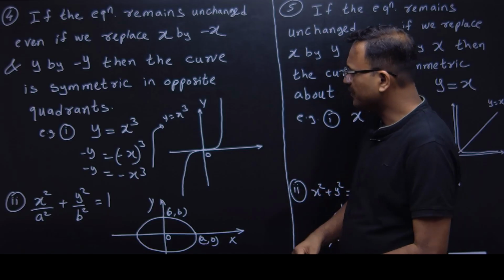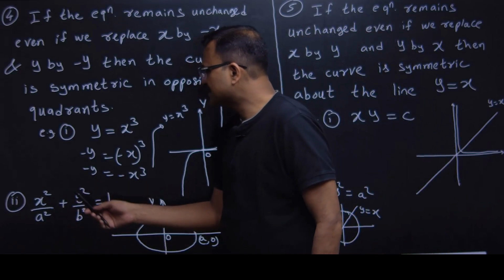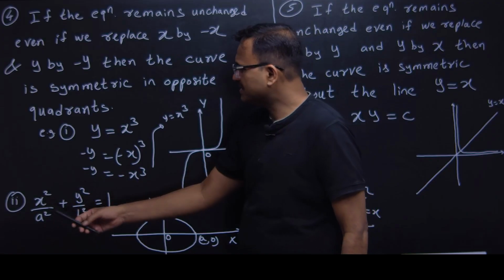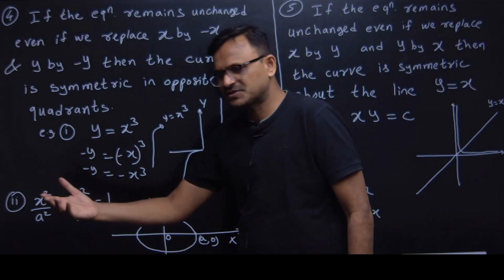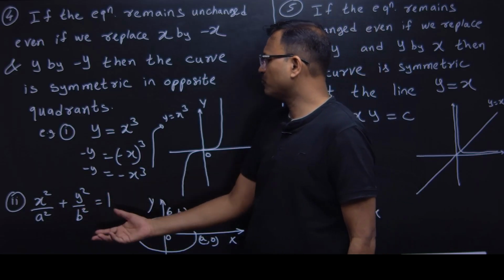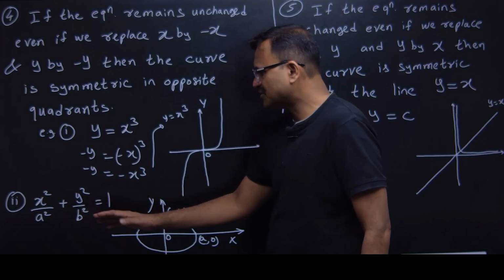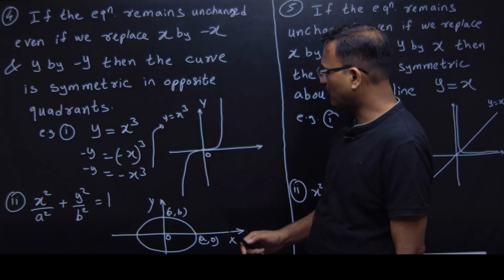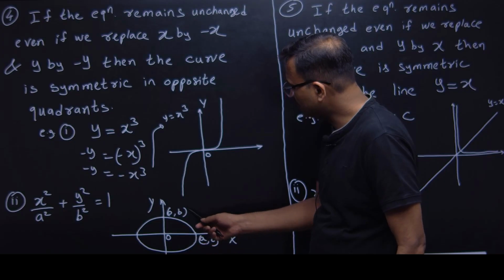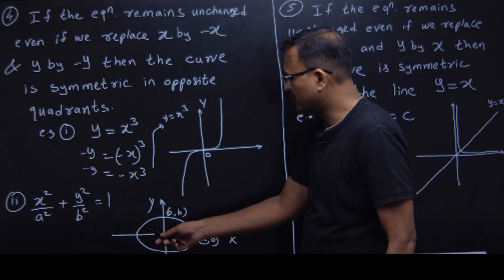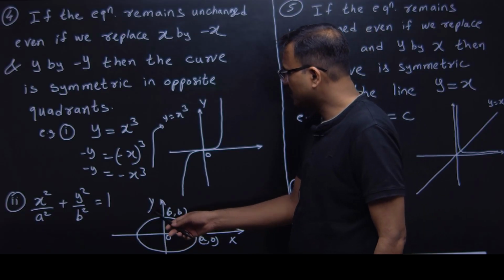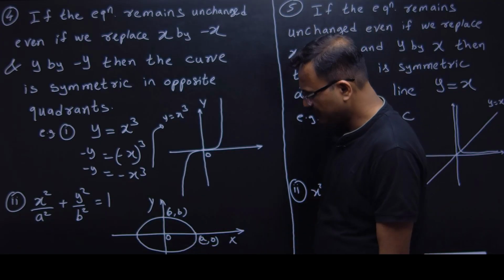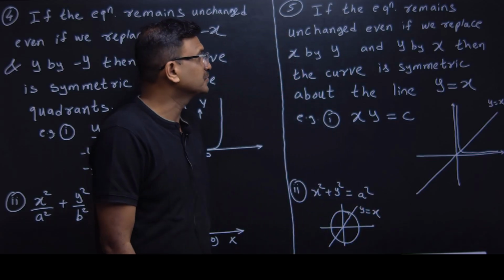I'll give another example, again a famous example of an ellipse. Consider this equation: x square upon a square plus y square upon b square is 1. In this equation, if you replace x by minus x, the square of minus x will be x square. If you replace y by minus y, the square of minus y is again plus y square. So the equation does not change if you replace x by minus x and y by minus y. According to our rule, the curve is symmetric in opposite quadrants. That means whatever is the nature of the curve in the first quadrant, the same is the nature of the curve in the third quadrant. Or whatever is the nature of the curve in the second quadrant, the same is the nature of the curve in the fourth quadrant. So the curve is symmetric in opposite quadrants according to the rule.